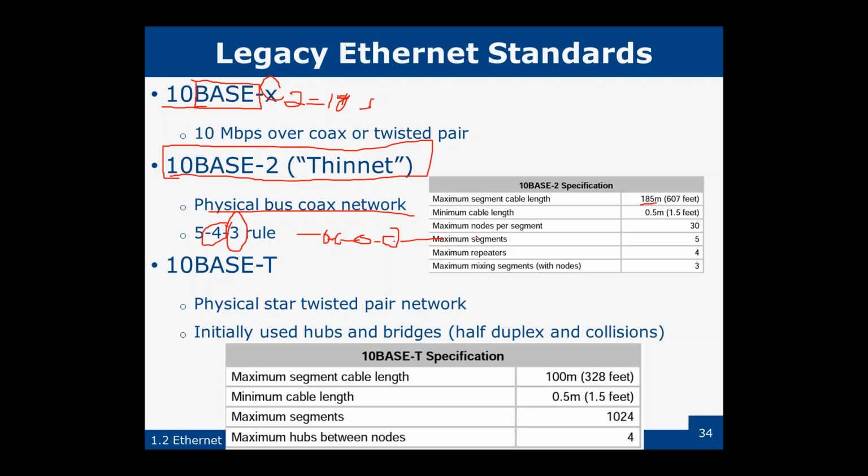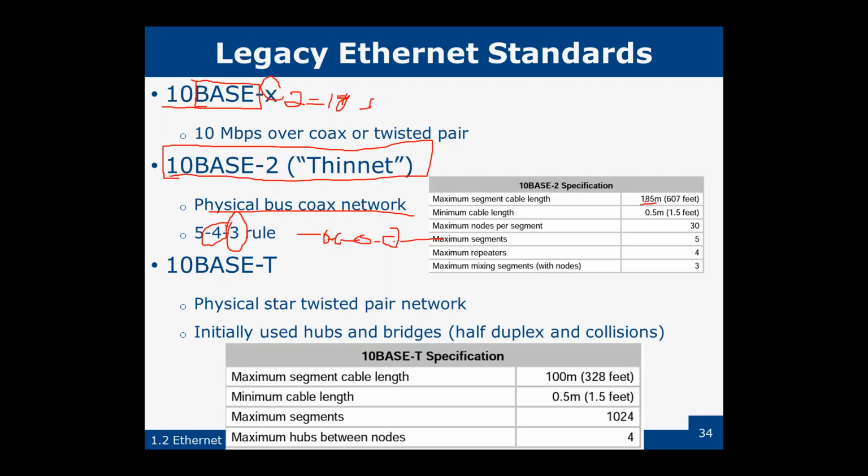The reason we have these length restrictions is there's a rule that the leading edge of a packet has to reach the farthest extreme of the network before the last part of the packet leaves the device, so that you can detect collisions.